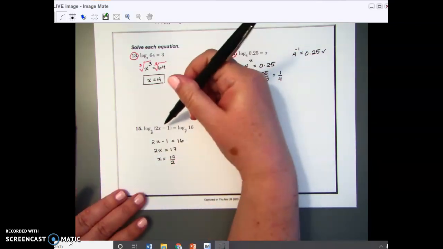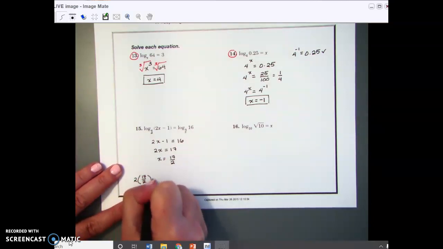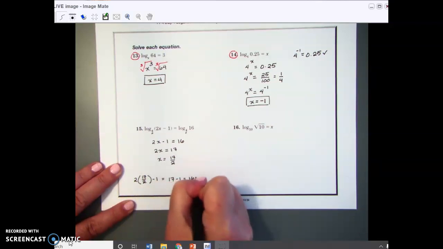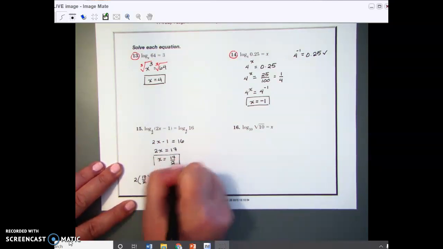And then notice, this is something I'm taking the log of, so I want to make sure that when I plug it back in, I get a positive number that's not equal to 0. So let's just do a quick check on that. So if I do 2 times 17 halves minus 1, I get 17 minus 1, which is 16. I can take the log of that, and so this is an okay answer.